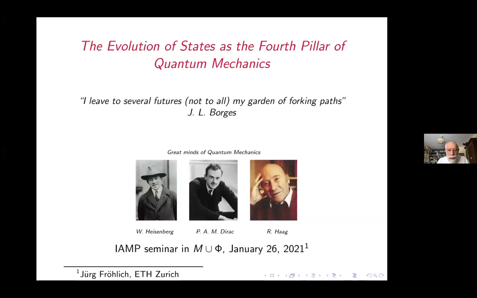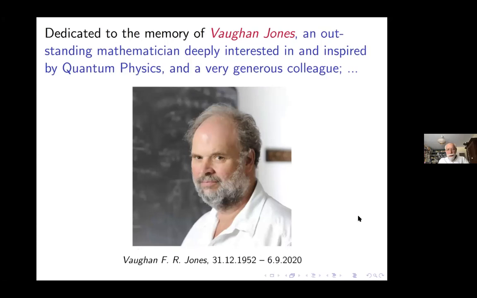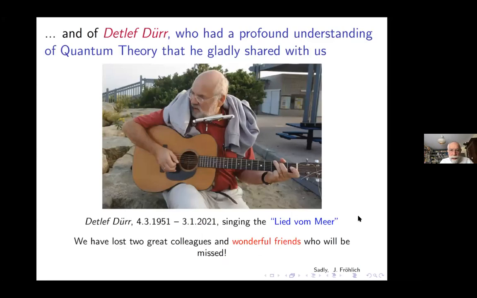All right, so here are the three heroes of quantum mechanics. And unfortunately, they are, of course, all dead. And the following two colleagues are dead too. This is Warren Jones, who was really a very wonderful mathematician and a great friend. And he passed away in September of last year. And this is Detlef Dürr, who passed away at the beginning of January. He was a victim of the COVID-19 pandemic. And so it's really very sad that these two colleagues have disappeared. I thought I should mention that at the beginning of my talk.